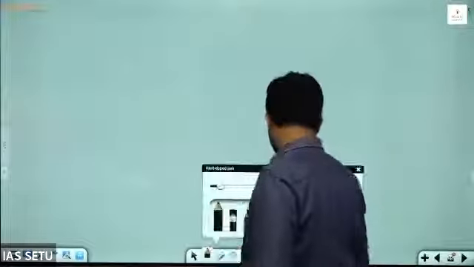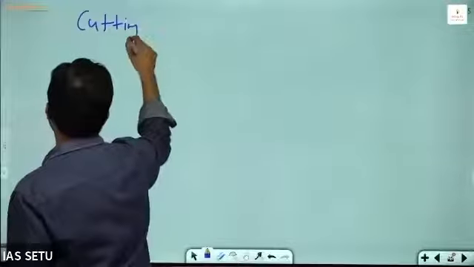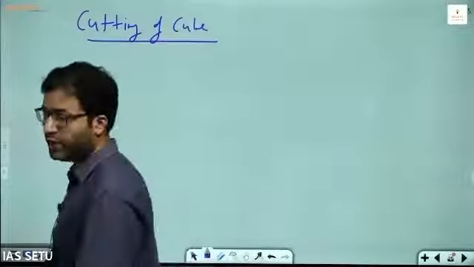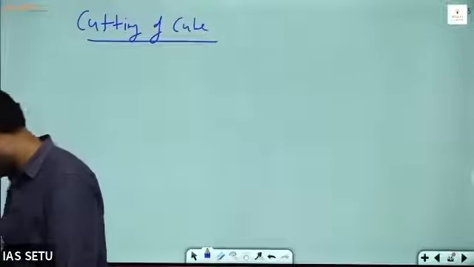Now next you put heading cutting of cube. So next topic we have cutting of cube, where examiner will give you number of cuts and will ask for number of pieces.